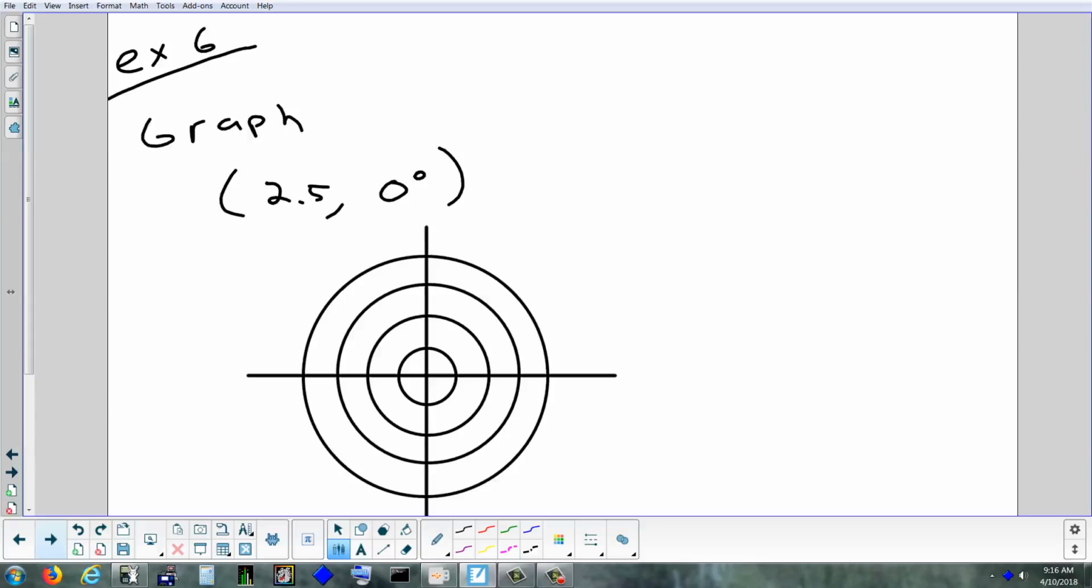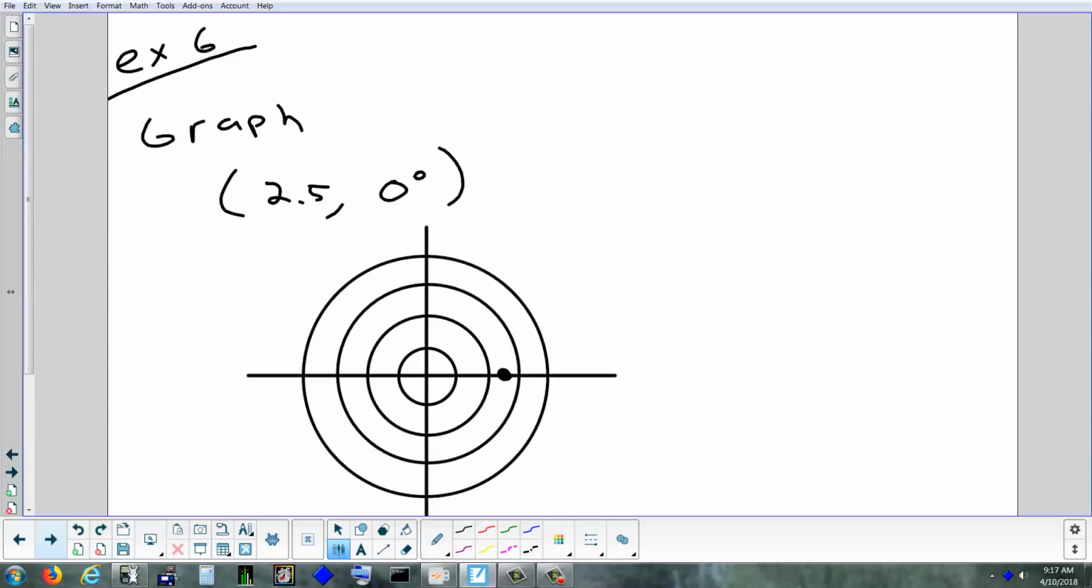It's basically on the horizontal. All it's going to do is move left or right. In this case, it's 2.5 units to the right. If it was negative, you would go left, but the angle is 0, so we don't move off that horizontal axis, which sometimes they call the polar axis. Okay. So any questions on that one?